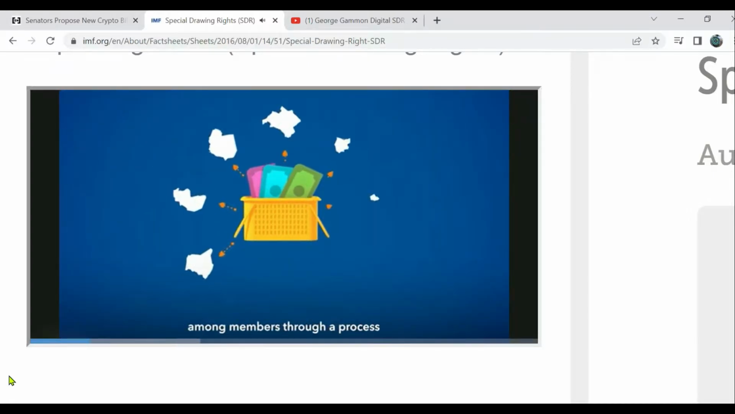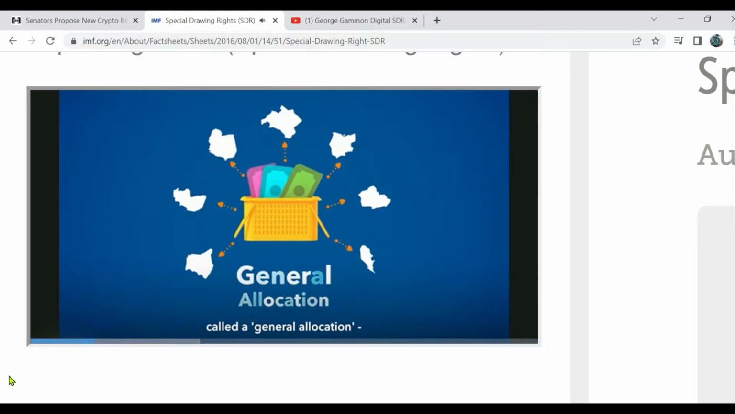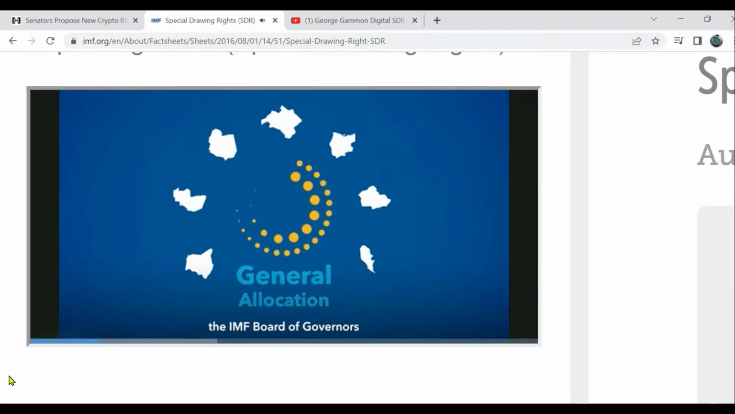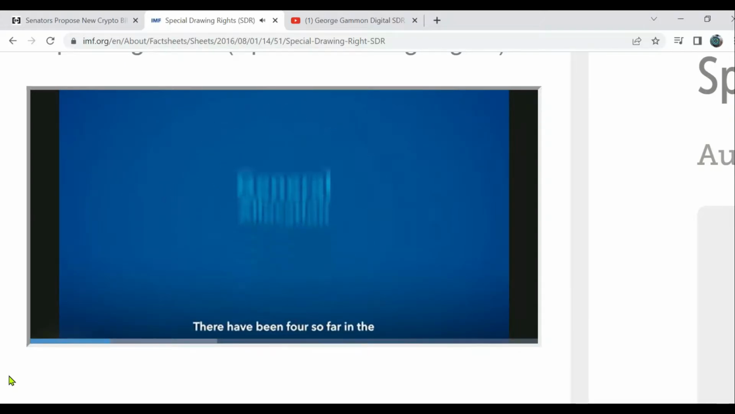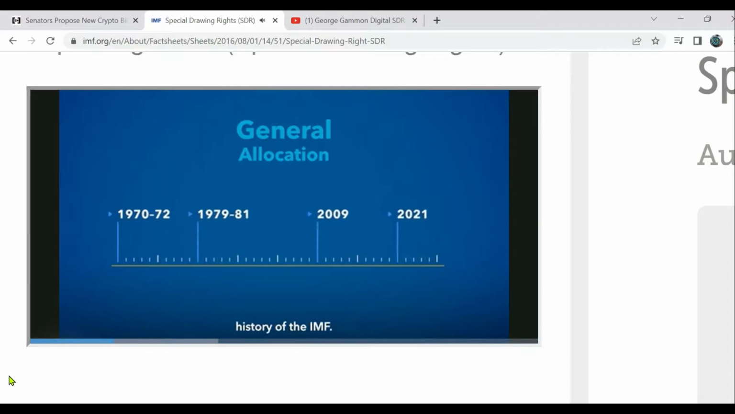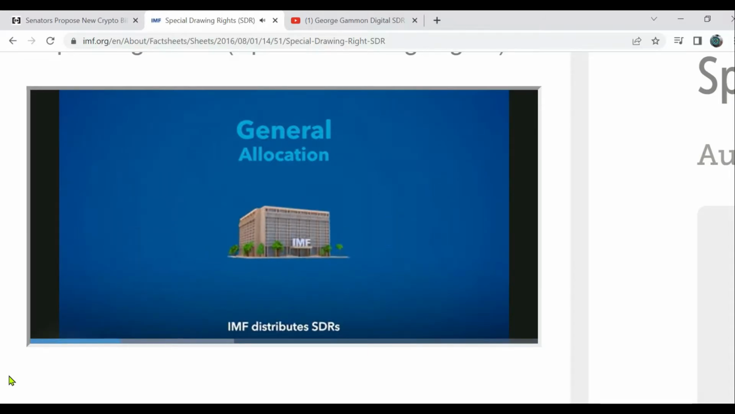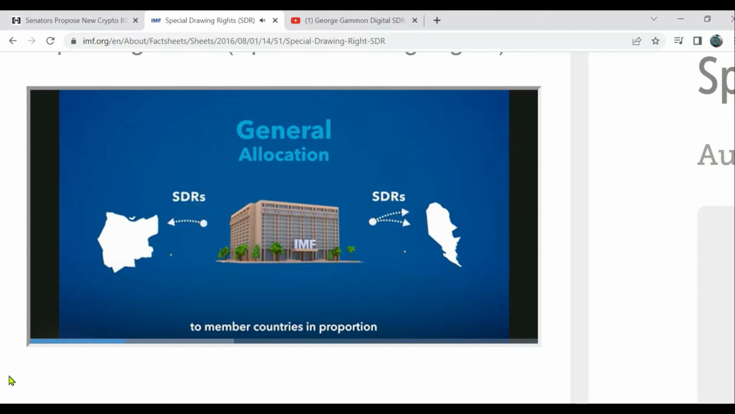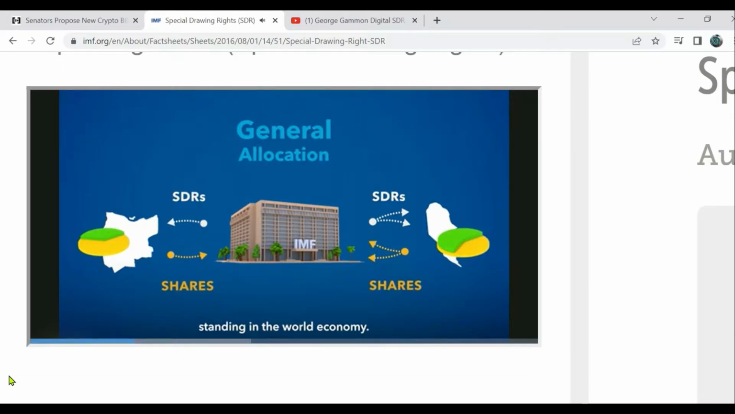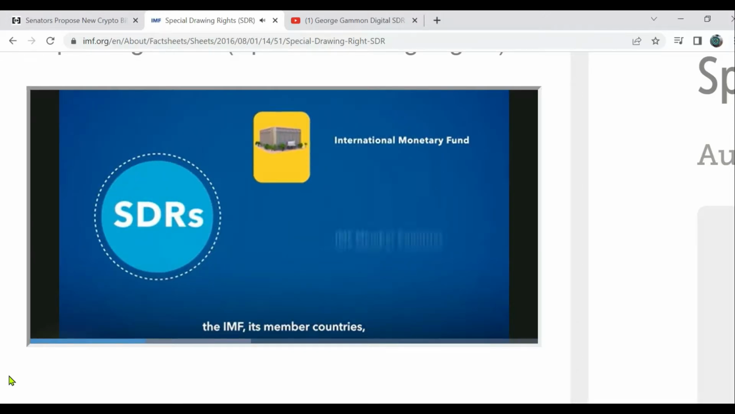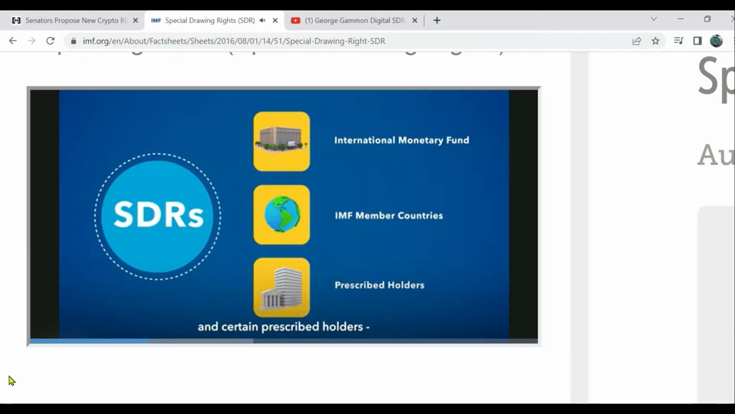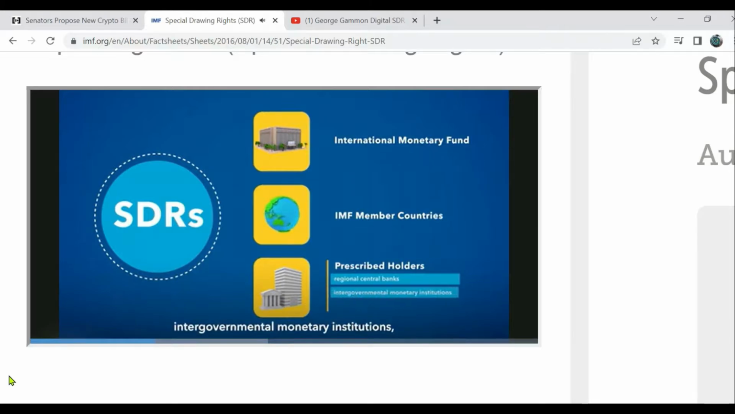SDRs are normally distributed among members through a process called a general allocation, a decision that requires approval by the IMF Board of Governors with at least 85% of the total voting power. There have been 4 so far in the history of the IMF. In a general allocation, the IMF distributes SDRs to member countries in proportion to their quota shares at the IMF, reflecting their relative economic standing in the world economy. Only certain parties can hold SDRs: the IMF, its member countries, and certain prescribed holders, such as regional central banks, intergovernmental monetary institutions, and some development banks.